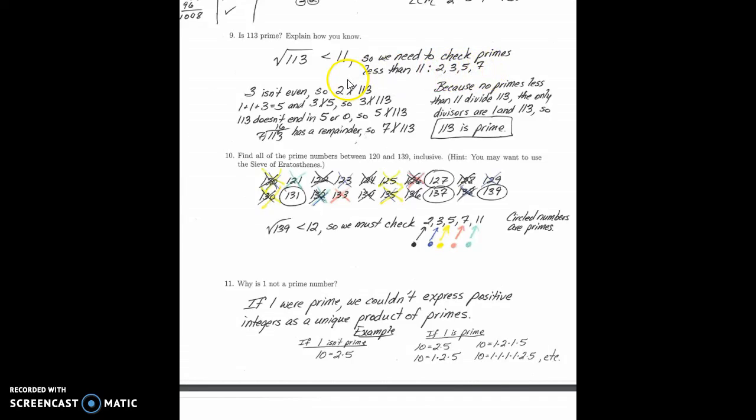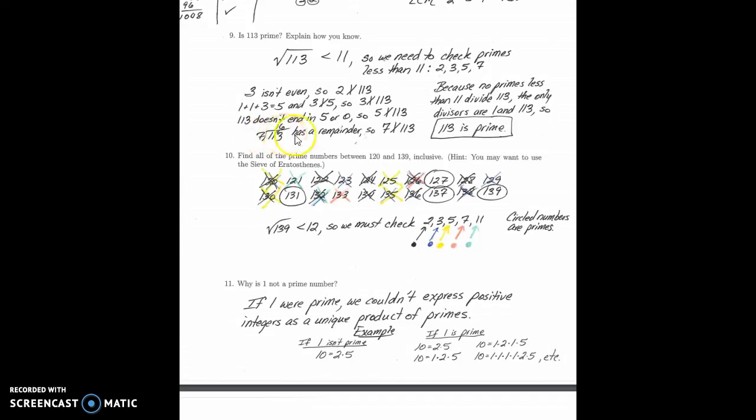We can use our divisibility tests. We can also use long division. Either way is fine. 2 does not go into 3. The final digit there isn't even, which means the entire number isn't even. So 2 is not going to go into 113. We can add the digits and see if 3 goes into that sum, which it doesn't. So 3 doesn't go into 113. It doesn't end in a 5 or 0, so 5 doesn't go into it.